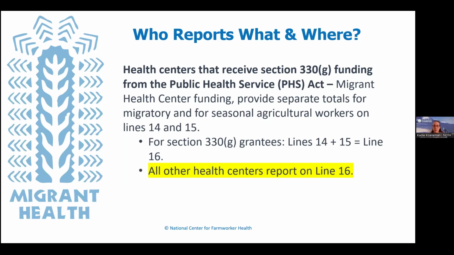shares that health centers that receive Section 330G funding must provide separate totals for migratory and seasonal agricultural workers on lines 14 and 15 of their UDS report, and on line 16 will be the total. Other health centers that do not receive 330G funding report their total migratory and seasonal agricultural worker patients on line 16. So all health centers report these populations regardless of whether or not they directly receive special population funding.